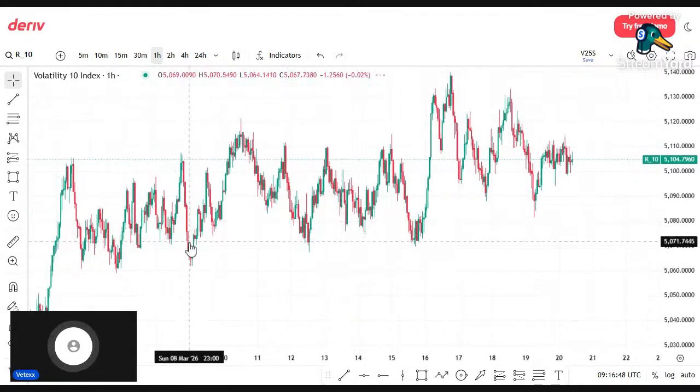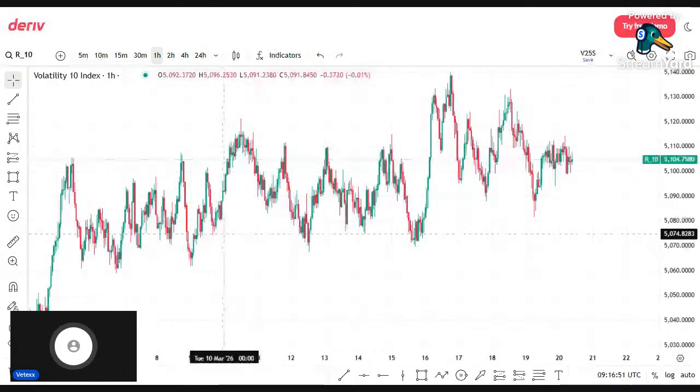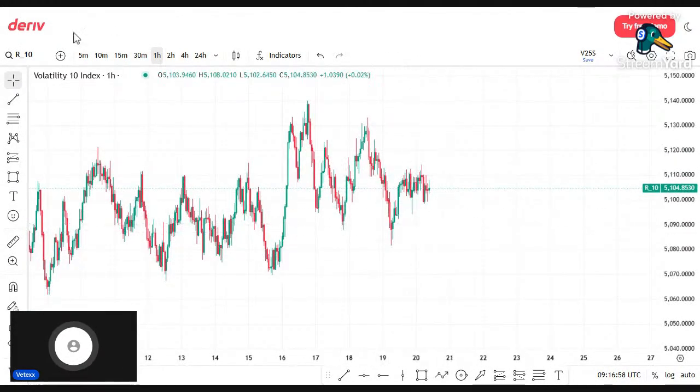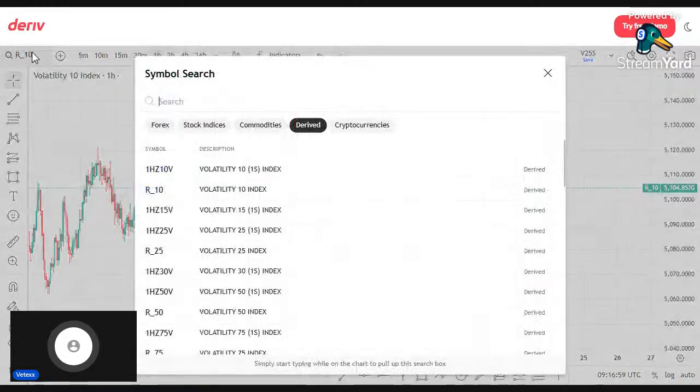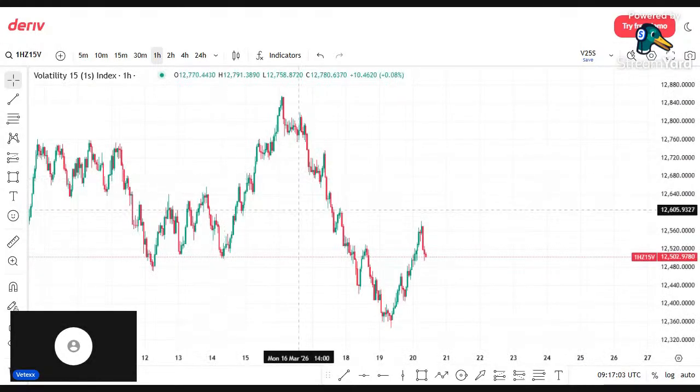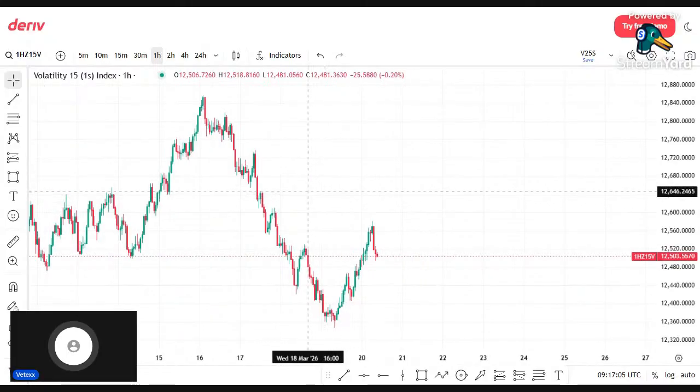On this time frame, still we don't have anything on the 1-hour time frame. So there is nothing on V10 at the moment. So we check V15S. What do we have on V15S?